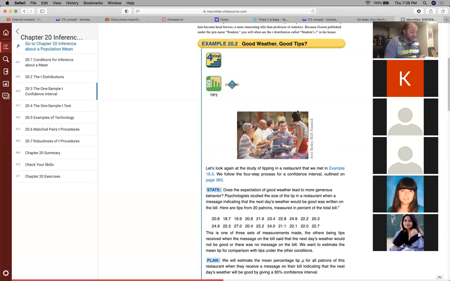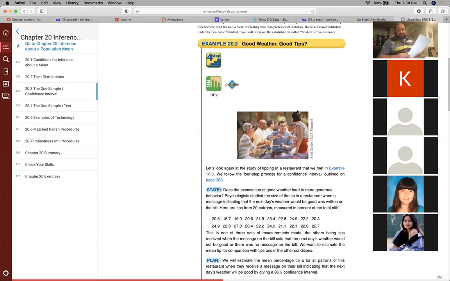So it's a mean. Does the problem deal with 1 sample or 2 samples? No, it's only 1 sample. The whole thing, both lines, is just 1 sample. 20 people, 1 sample. It's not the top line and bottom line being different. It's just tips from 20 people. So this is 1 sample.